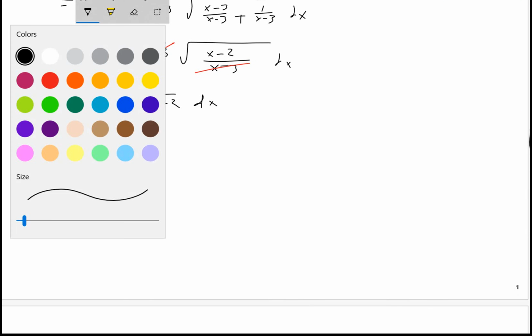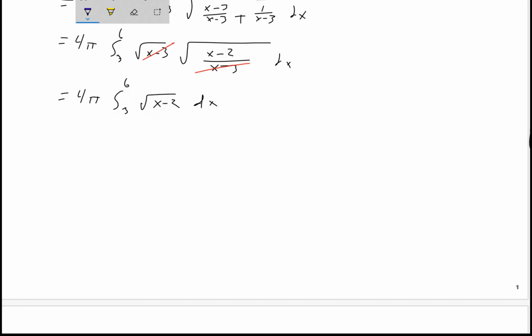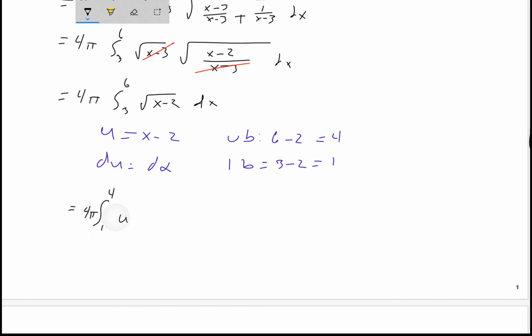Now this is a good candidate for substitution. So I'm going to integrate this thing and I'm going to use substitution to do so. And we're going to let u equal x minus 2. So du would just equal dx. Now we need the new upper bound. So the upper bound is just going to be 6 minus 2, so that's 4. And then the lower bound is going to be 3 minus 2, so that's just going to be 1. So we're going to have 4 pi, integral from 1 to 4, of square root of u du.